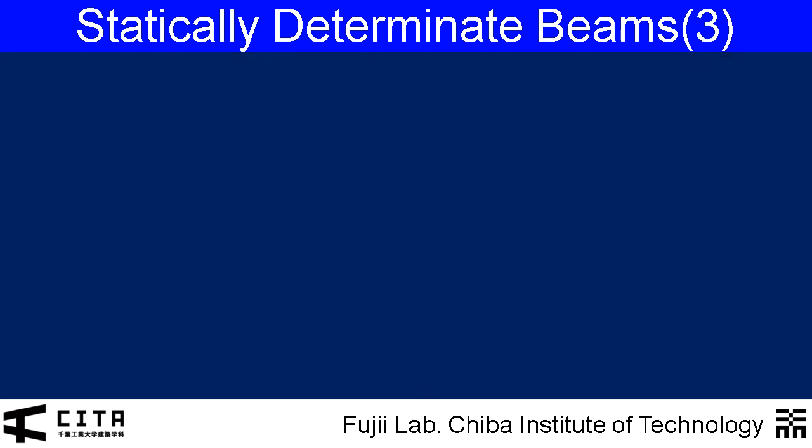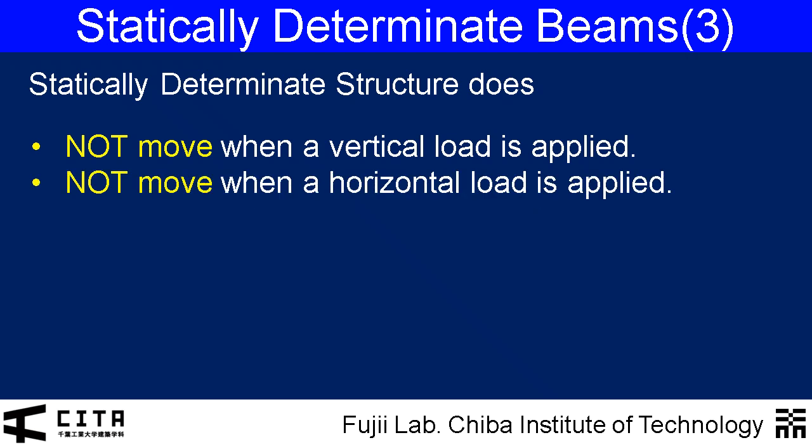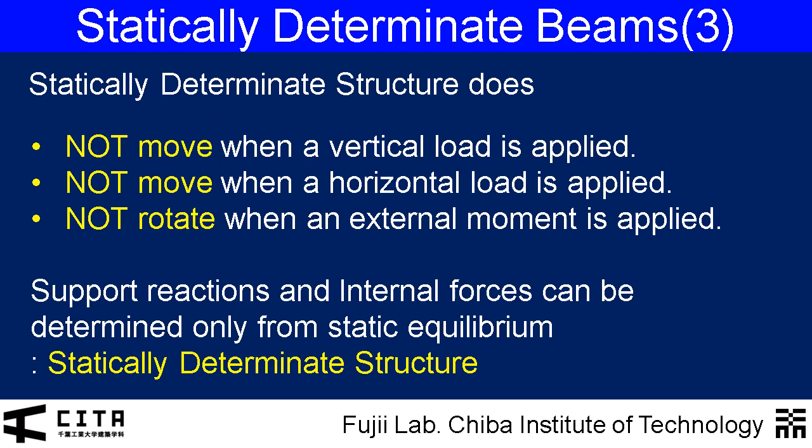Here are the conditions for a statically determinate structure. The structure does not move when a vertical load is applied. It does not move when a horizontal load is applied. It does not rotate when an external moment is applied. A structure that satisfies these three conditions and whose support reactions and internal forces can be determined only by using the equations of static equilibrium is called a statically determinate structure.